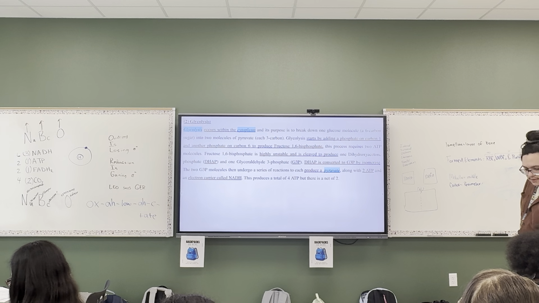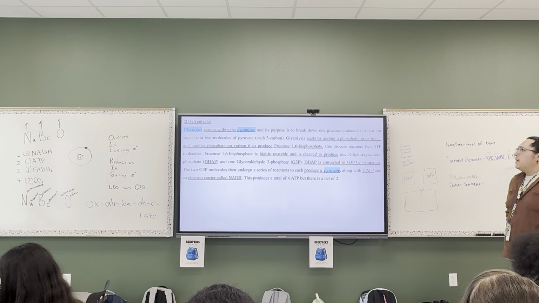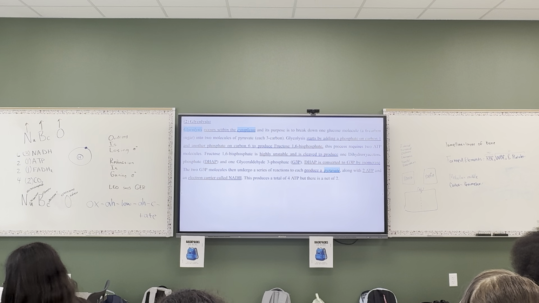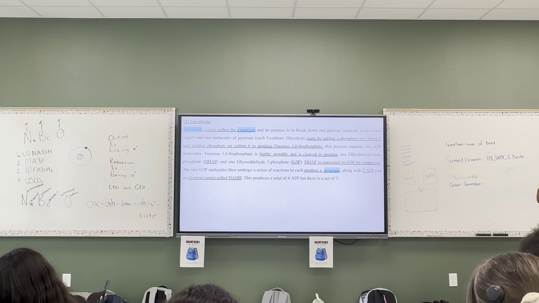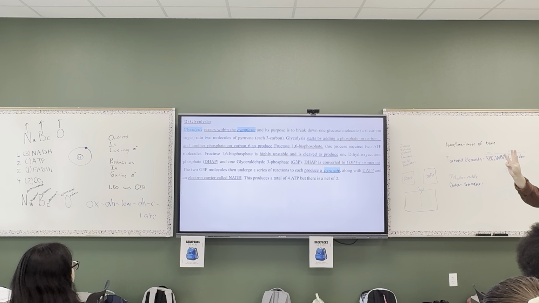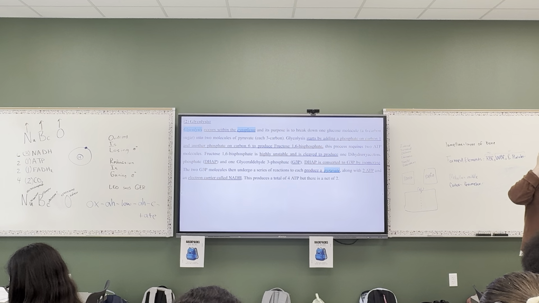Let's look at glycolysis. If you would, go ahead and read it for me, please. Again, we're starting off with the whole process. Go ahead with glycolysis, Savannah. Glycolysis occurs within the cytoplasm, and its purpose is to break down one glucose molecule, a 6-carbon sugar, into 2 molecules of pyruvate, each 3 carbon. So what is the point of glycolysis? It breaks down glucose, which is how many carbons? 6, into 2 molecules with how many carbons? 3. So we're basically just cutting it in half. That's all we're trying to do.